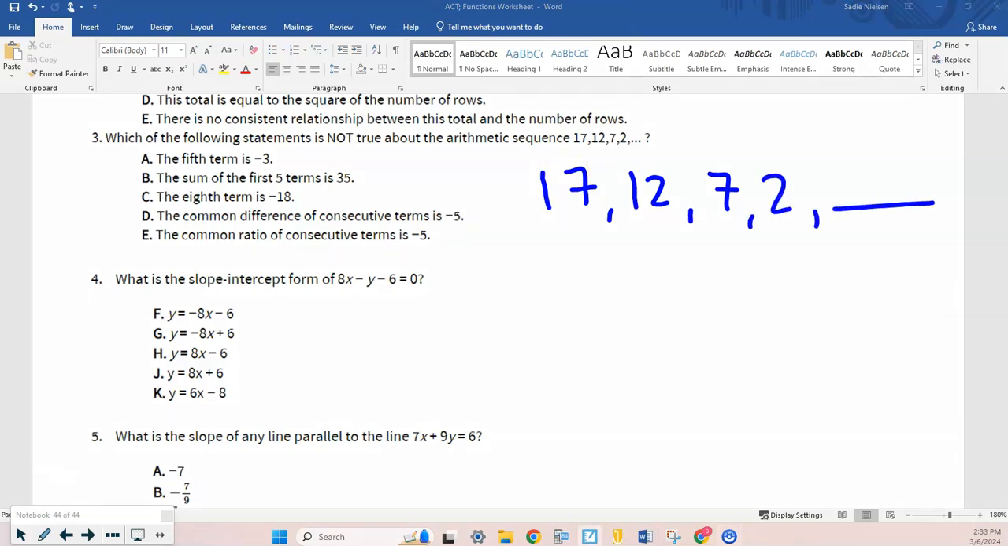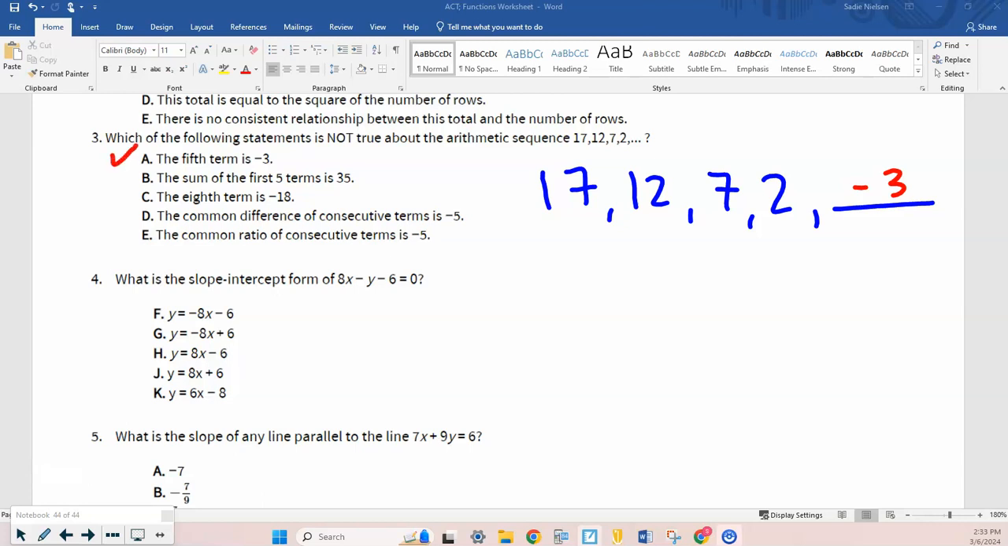So, first one says the 5th term is -3. Okay. Well, to find out what the 5th term is, you have to figure out what the pattern is between the other 3. So, question here is, what number are we subtracting as we do this problem? 5. You got it. So, if I subtract 5, do I get a -3? Yes, right? That does work out. So that one is true.